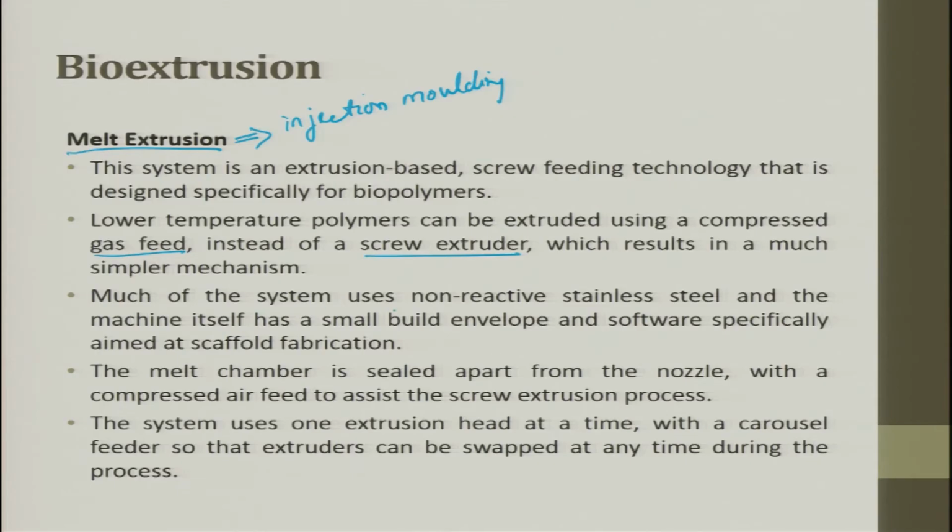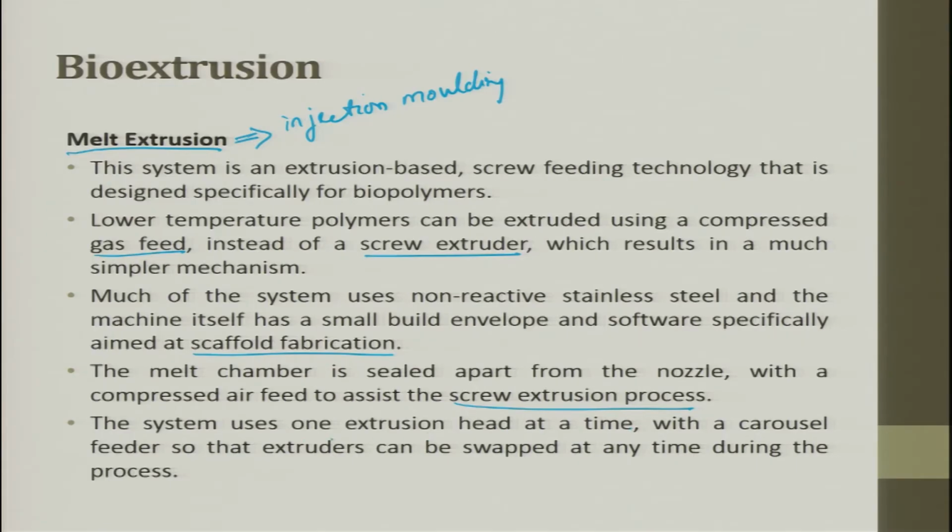Much of the system uses non-reactive stainless steel, and the machine itself has a small build envelope and software specifically aimed at scaffold fabrication. The melt chamber, which we saw in FDM, is sealed apart from the nozzle, with a compressed air feed to assist the screw extrusion process. Whatever the screw did earlier, now that screw is replaced by the air. The system uses one extrusion head at a time.